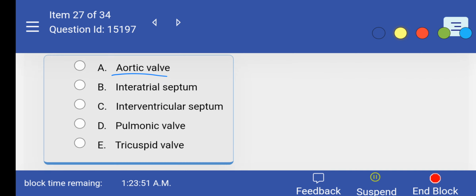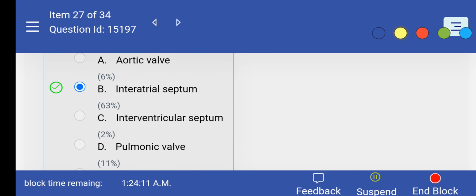Option A, aortic valve; option B, interatrial septum; option C, interventricular septum; option D, pulmonic valve; option E, tricuspid valve. Pause it and give the answer. So the correct answer for this question is option B. Why? Let us see the explanation.